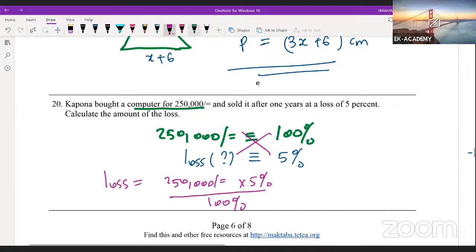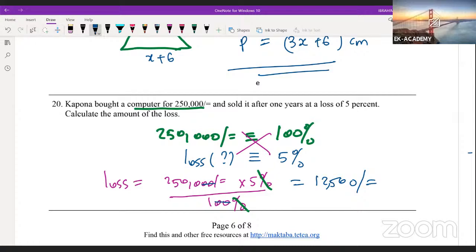So percentages can go, and we are going to cancel 2 zeros there. 25 times 5, you get 125, of course, and we have 2 more zeros. So you can see that the loss was 12,500. That is question number 20.